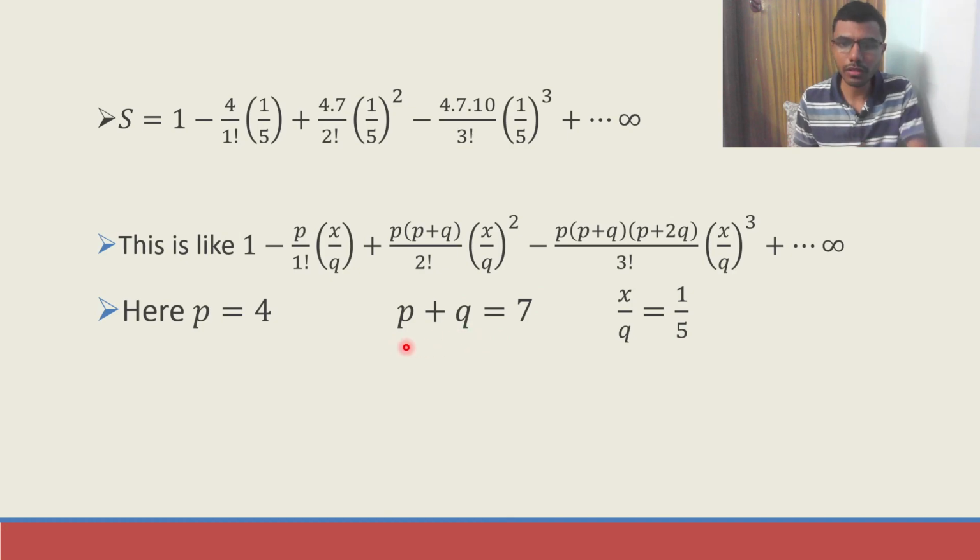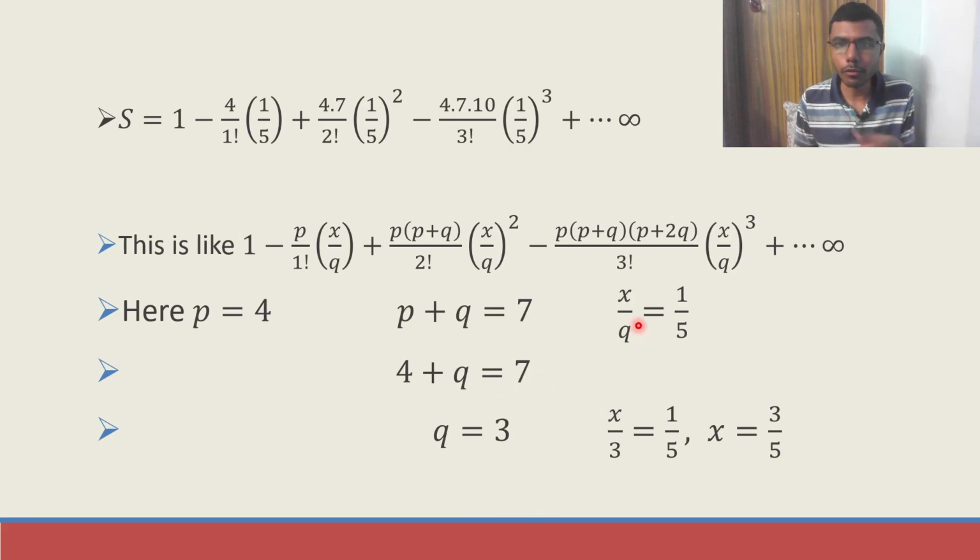Let's just find out q first. P is 4, so put it here. 4 plus q is 7, and q will be 3, and putting q as 3 here, x by 3 equal to 1 by 5, and x is 3 by 5.